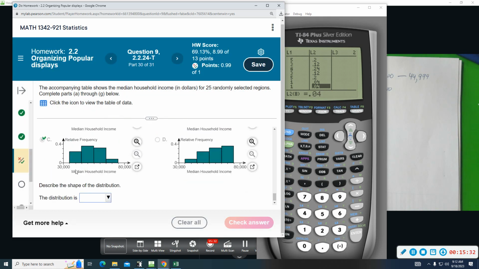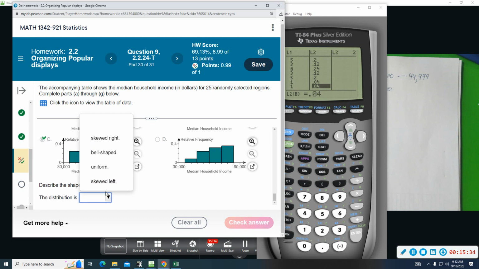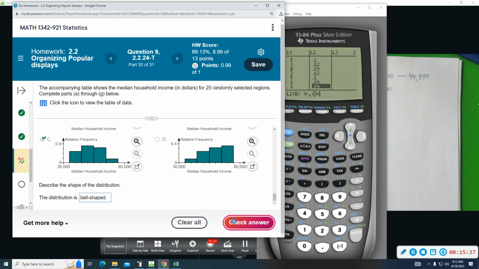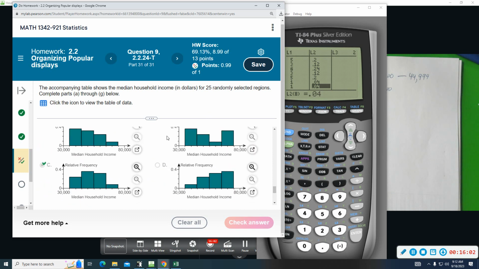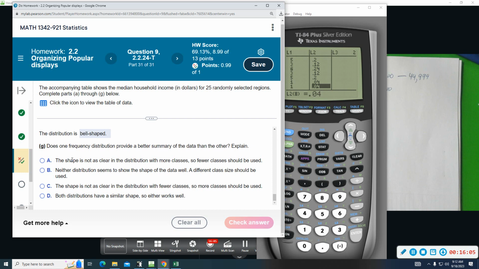All right, describe the shape of the distribution. So it still looks bell-shaped. And then does one frequency distribution provide a better summary of the data? Explain. So if you read through the text, it talks about having more classes giving you a better visual. Sometimes when you combine them, it's harder to tell. You might be missing some information. So in this case, they both look the same, but usually more classes is going to be better.